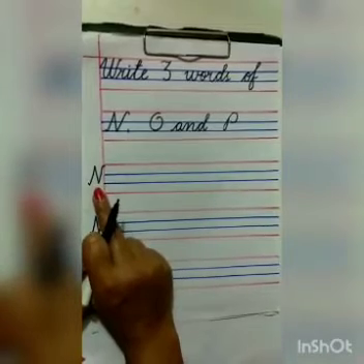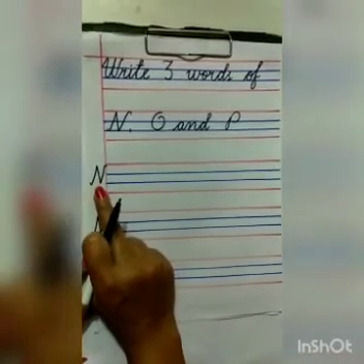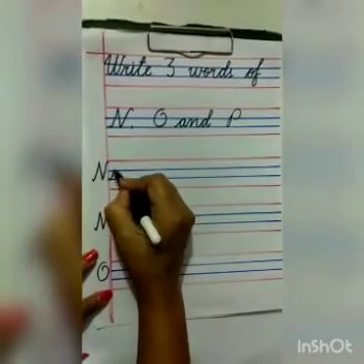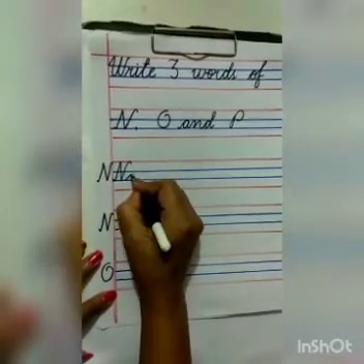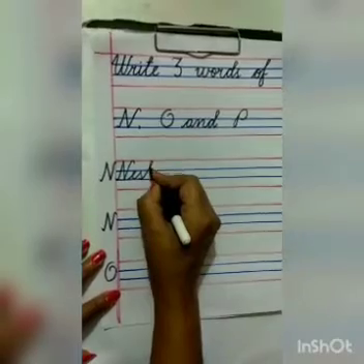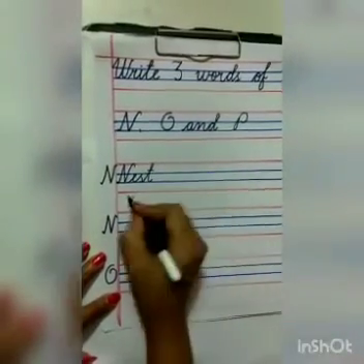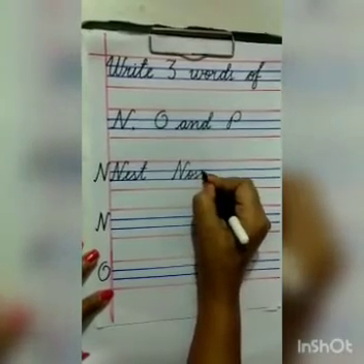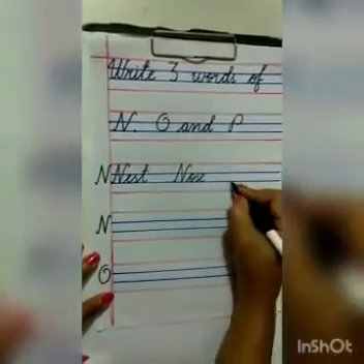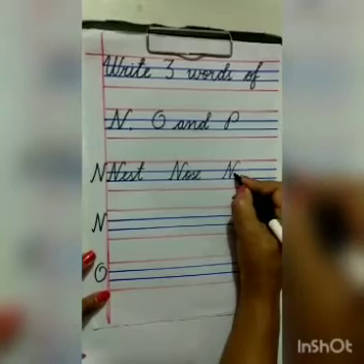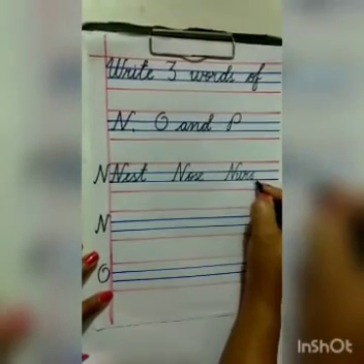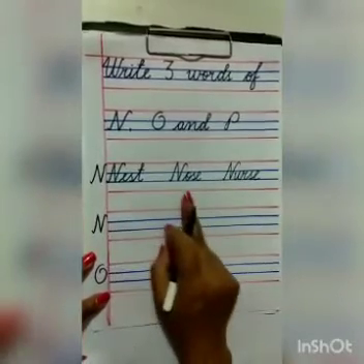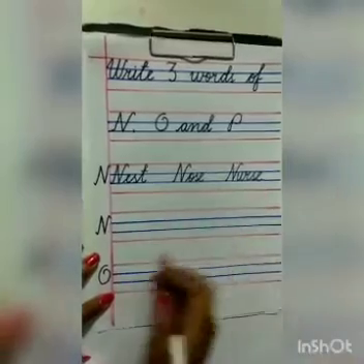What is this, children? This is capital cursive N. And we will write three words of cursive N. What are the three words, children? Let's start. N E S T, nest. Then the next one is N O S E, nose. Then the next comes N U R S E, nurse. What are the three words, children? Nest, nose and nurse. Let's repeat it once again.